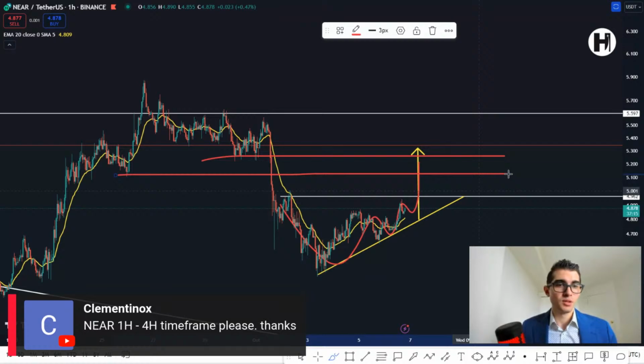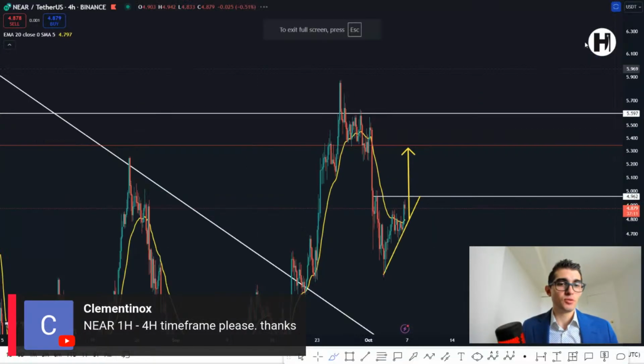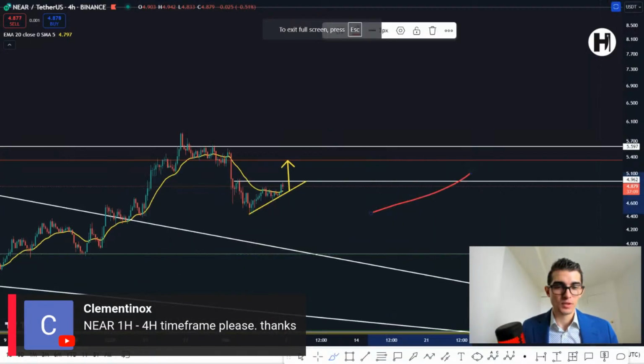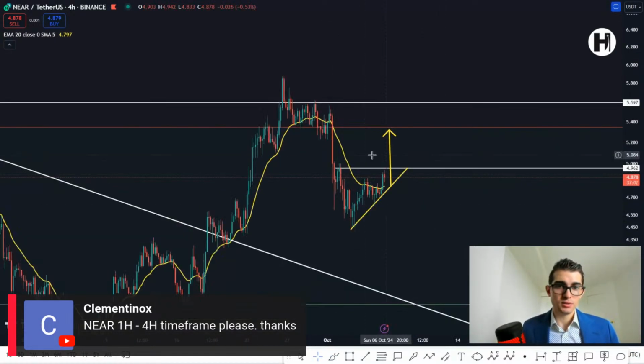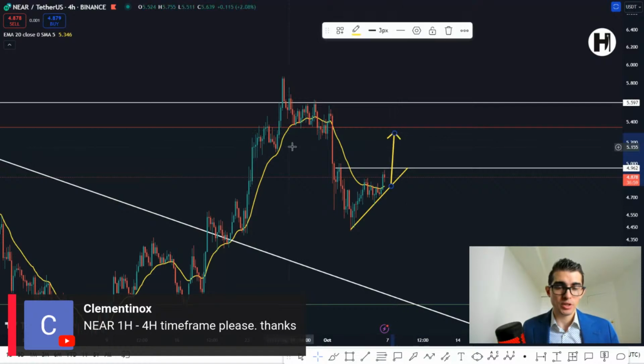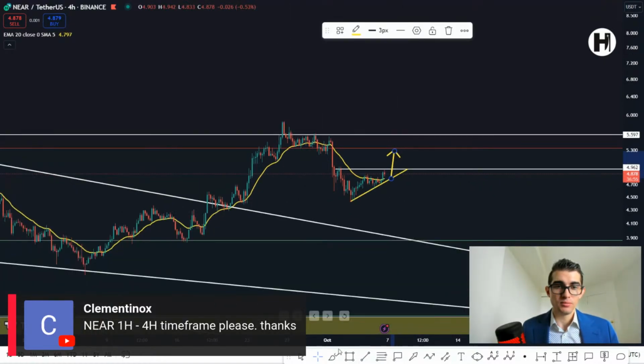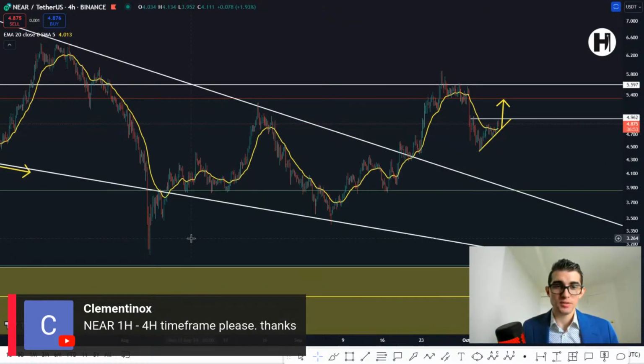If we take a look at the 4 hourly, the 4 hourly is a bit more clean, and same thing pretty much. I would be targeting the same two local bottoms from September.